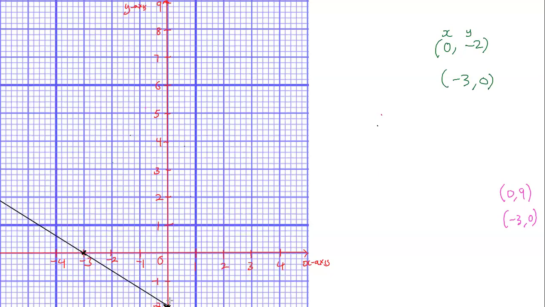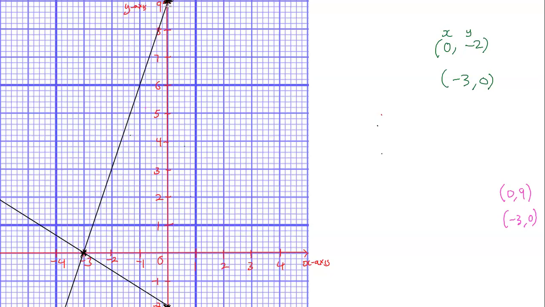Something like that. Yes. Yours, you make it much better. Then after that, I'm going to go and plot the second pair. 0 and 9. 0 and 9 is a point here. And then negative 3, 0. Negative 3, 0 is also a point here. So after that, I'm going to get my ruler. My ruler is here. Allow me to use another. Okay, no problem. Then I join those points.